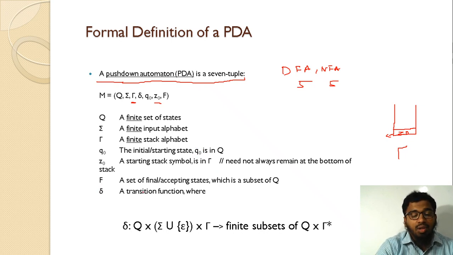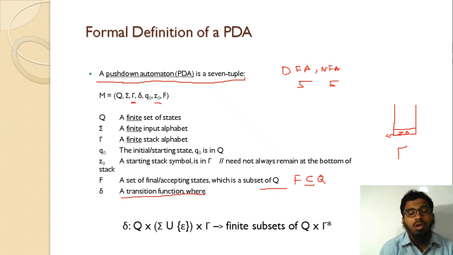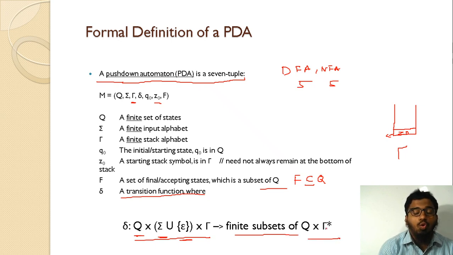Okay. What is F? F is the accepting state or final state, which is a subset of Q, same as DFA and NFA. Delta is very important here, the transition function. For the transition function, delta: Q cross sigma union epsilon cross tau. As I told you, this is NFA with epsilon. Whenever we do this, we will get a finite subset of Q cross tau star.